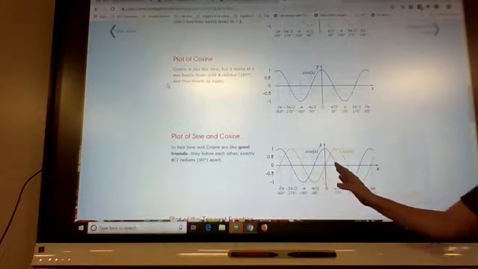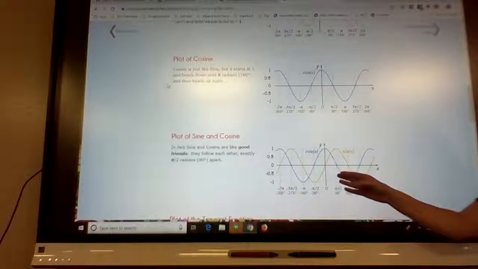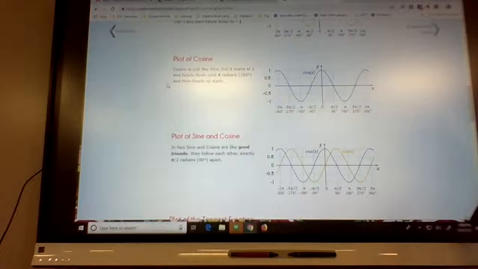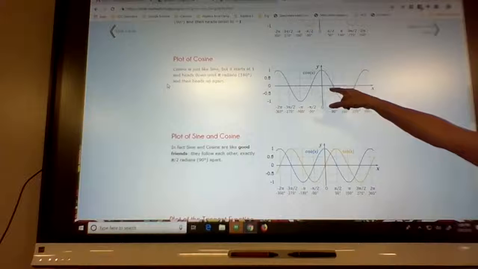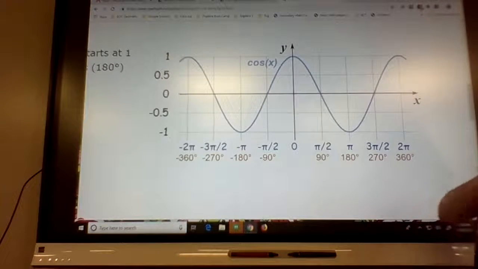Here are the two of them together. Sine is yellow and cosine is blue. And really and truly, it's just a shift. It's just like somebody went and shoved it over. Okay? So this is cosine right here. There's the cosine.